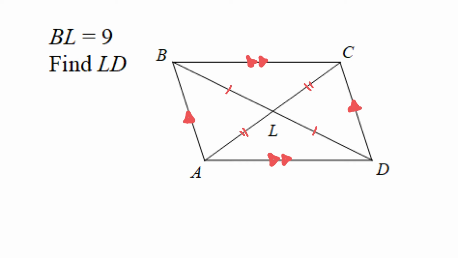So when they tell me that BL from B to L has a measure of 9, that means from L to D also has a measure of 9. So LD has a measure of 9. Make sure that looks a little bit like my angle sign. I'm just straightening that up a little bit.